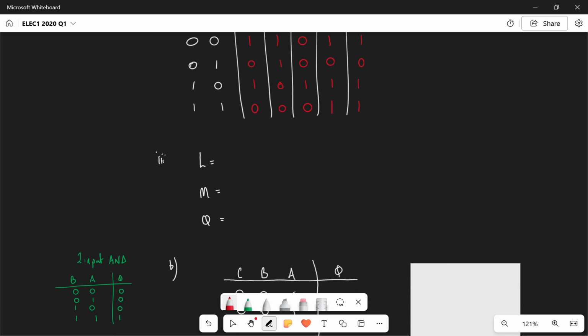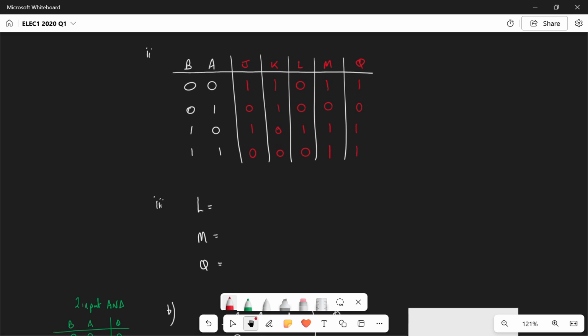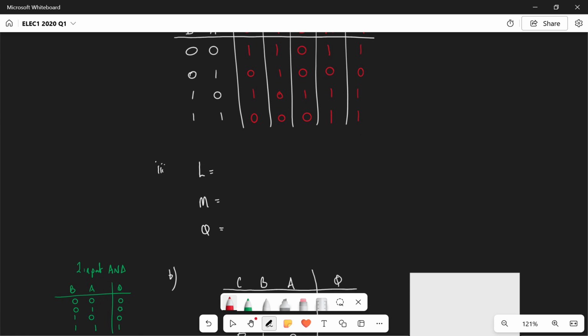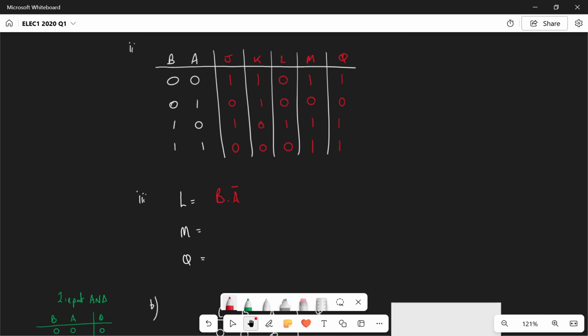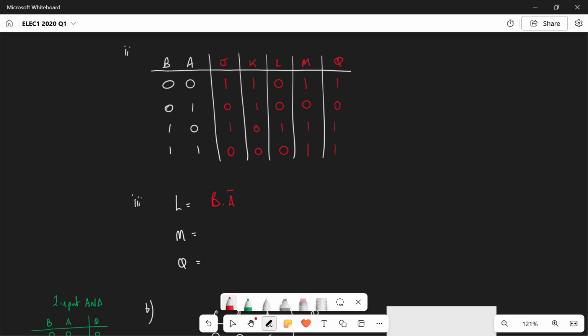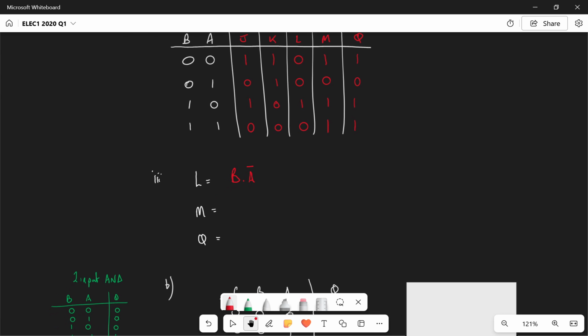So if you're writing them out in full, when we look at L, there's only one high, and that is B is high and A is low. So it's going to be B and not A. Whereas when we look at M and Q, they're identical because we've got 1, 0, 1, 1 as the outputs. And therefore, we've got a slightly larger Boolean expression that we need to give. And so that is not B and not A, or B and not A, or B and A. And it's the same for Q.